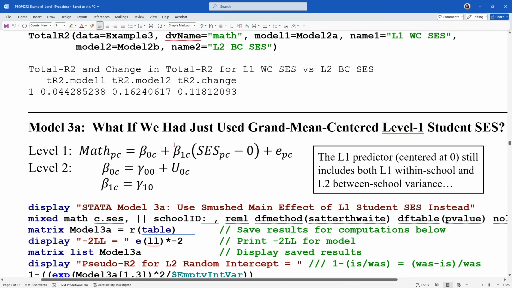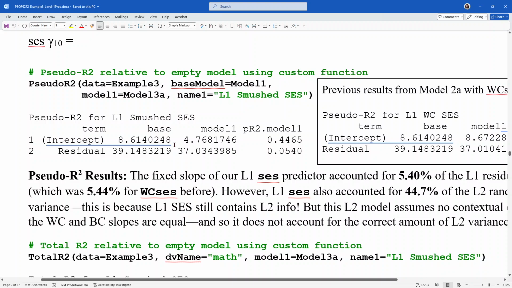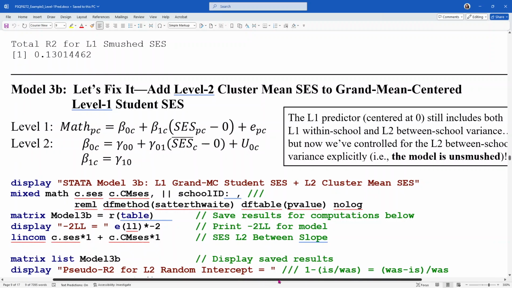So the way that we fix the smushed effect is to do what? We have to add the cluster mean back at level 2. Mhm. So in terms of parameterization, I would refer to this as a within contextual model because that's what you get back. At level 1, even though my level 1 predictor still has both levels of stuff in it, we've controlled for the level 2 part by adding in the cluster mean. Therefore, the unique effect at level 1 is just reflecting its within contribution, and it's the same as what it was in the other model.